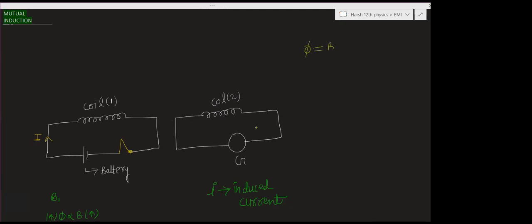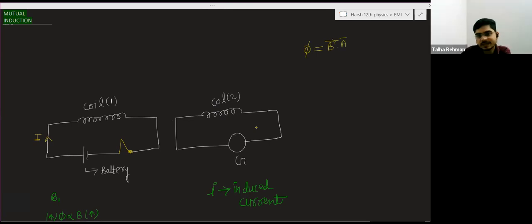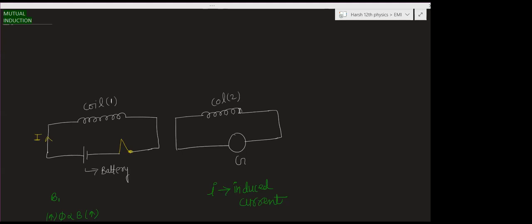because magnetic flux is given by B dot A. Basically, the area of the coil is constant. If we are taking the area of the coil as constant, then your magnetic flux is directly proportional to the magnetic field. So if the magnetic field of this coil is increasing, then the magnetic flux of this coil is increasing. And we know that according to Faraday's law of electromagnetic induction, when there is a change in the magnetic flux, there will be an induced EMF.